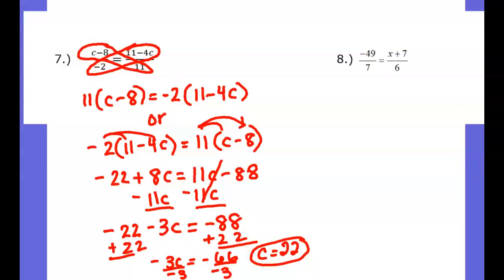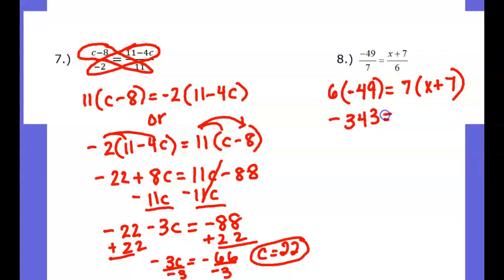Okay, so I would suggest right now probably pausing the video and trying number 8 on your own, and I will go forward and show it to you. Okay, so come on back as soon as you're done doing it. All right, I'm going to set it up, and it's 7 times x plus 7. All right, I'm going to multiply, negative 343, and now I distribute. Okay, so this is 7x plus 49. All right, I'm going to subtract 49 from both sides.